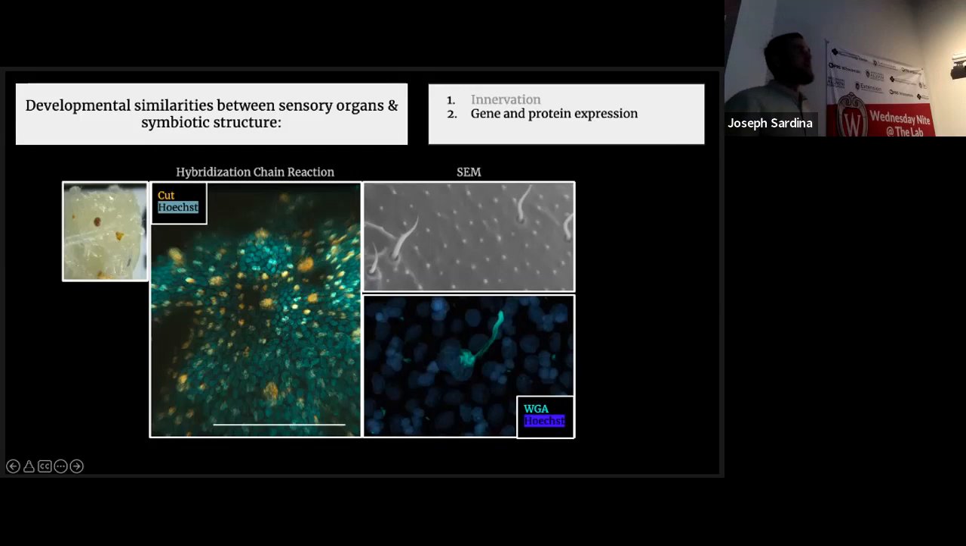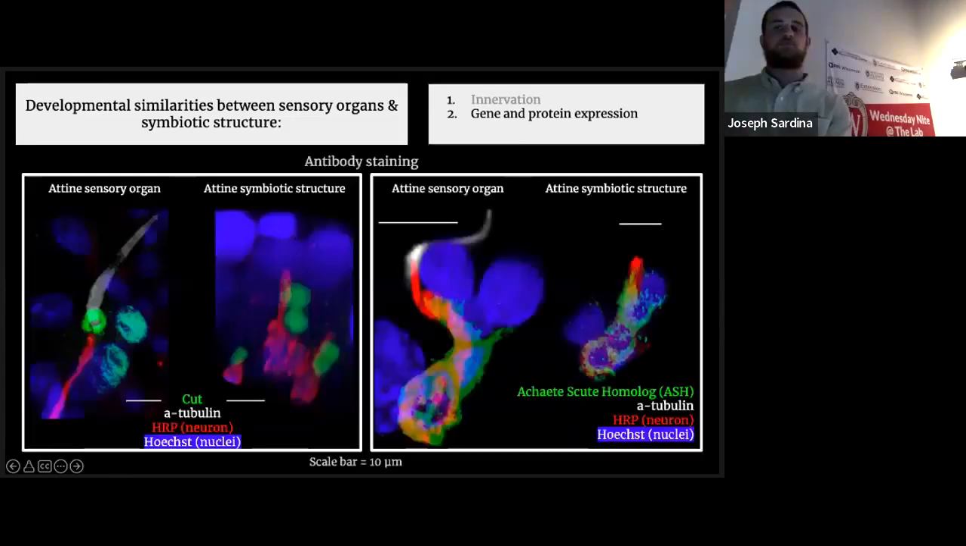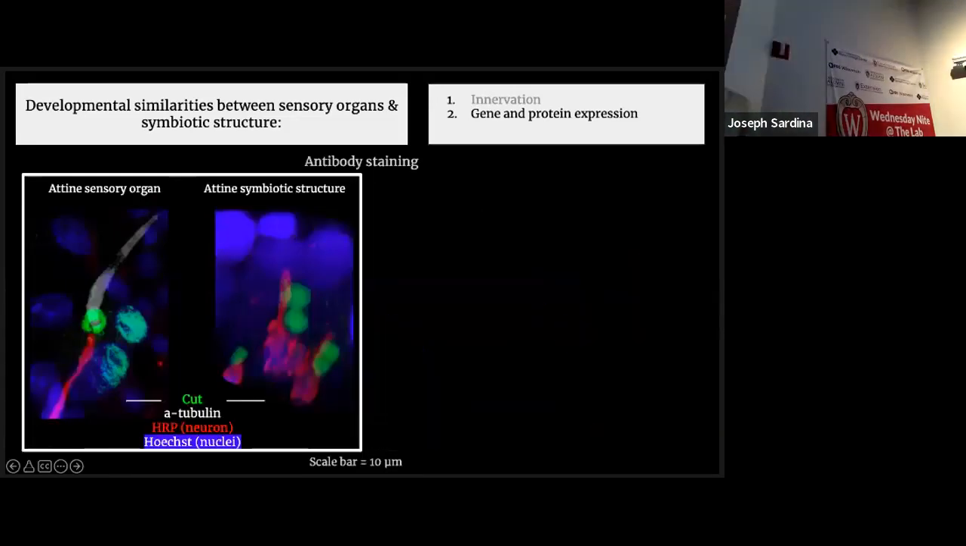In green, I'm showing the expression of the protein Cut, which I just talked about with the HCR data. Same gene, but this time I'm showing the protein's expression. The other colors are the same colors I've been using. White is alpha tubulin, red is HRP, blue is Hoechst, which again stains the nuclei. It's pretty obvious that the Cut expression in the sensory organ very closely resembles the Cut expression in the ant's symbiotic structure.